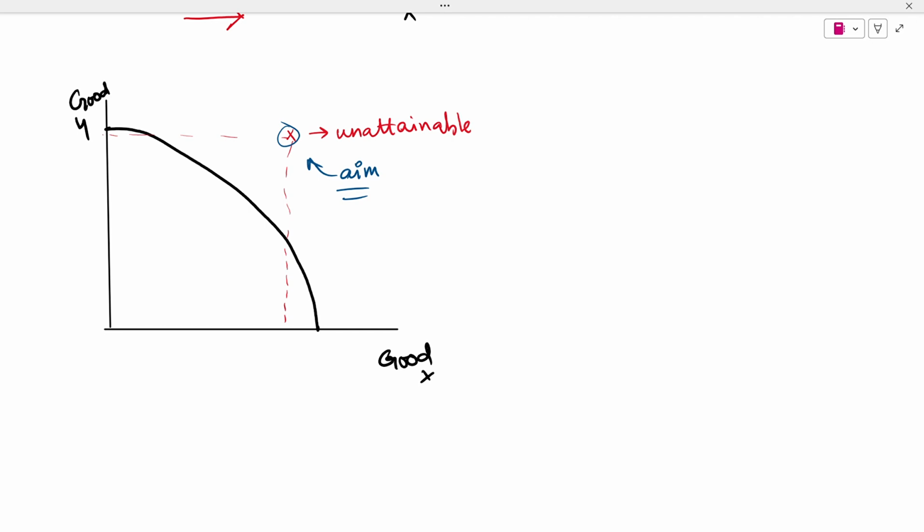I hope that now the basics of production possibility curve and points inside, on and outside the PPC are clear.